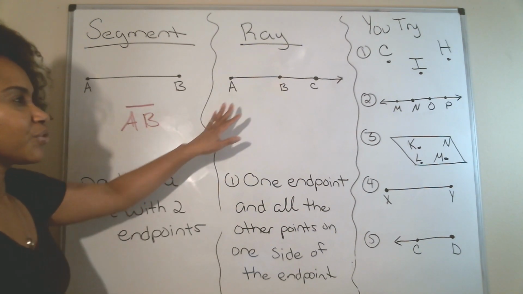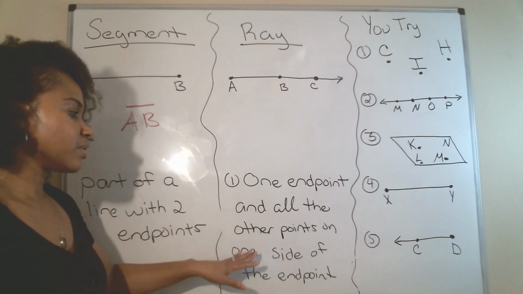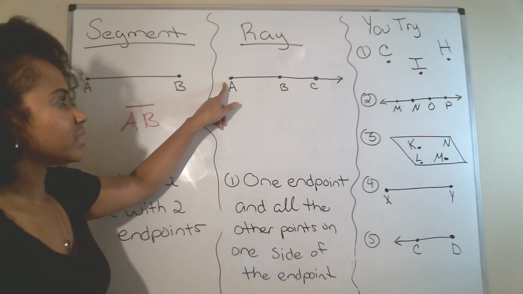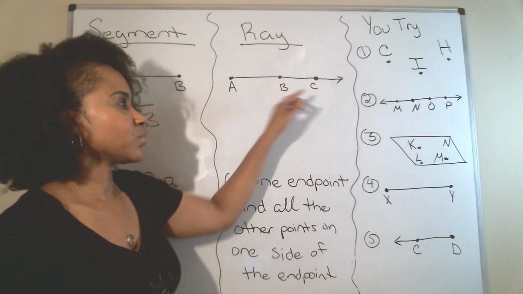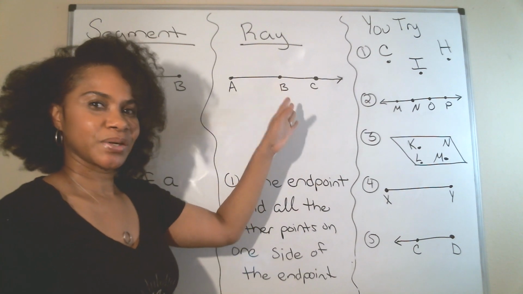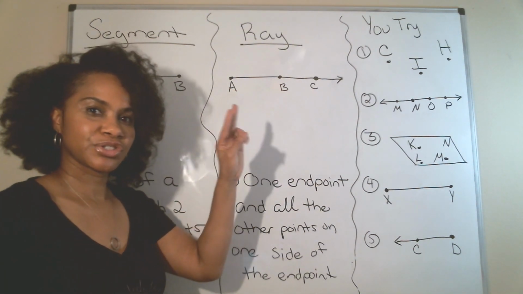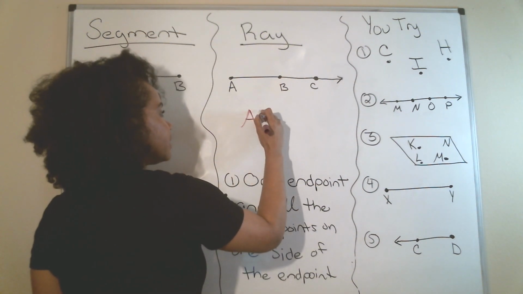All right. For a ray it has one endpoint and all the other points on one side of that endpoint. And so we have an endpoint here, and then we have an arrow that indicates that this ray keeps going continuously in that direction. And so we label the ray by using just two letters of that ray. And so I could call this ray AB.